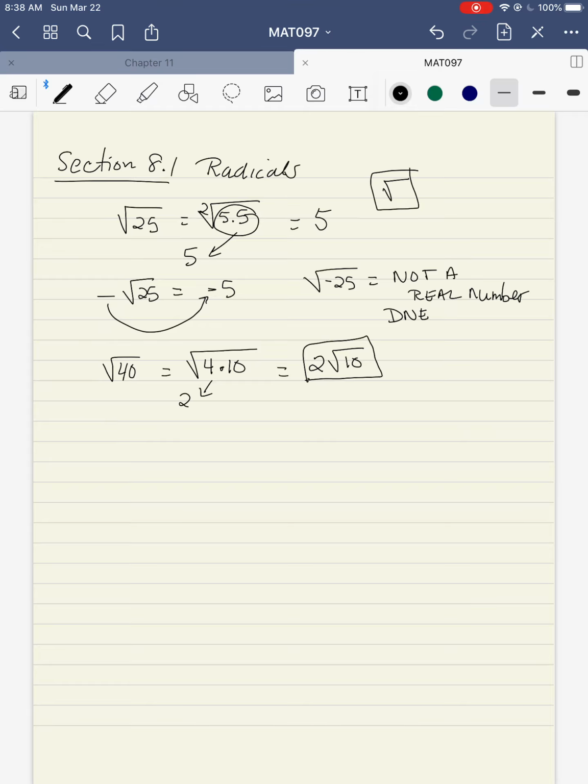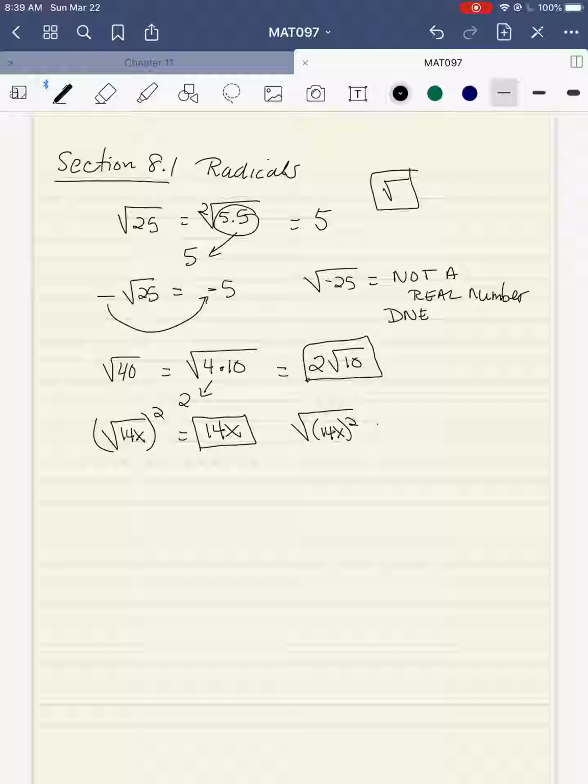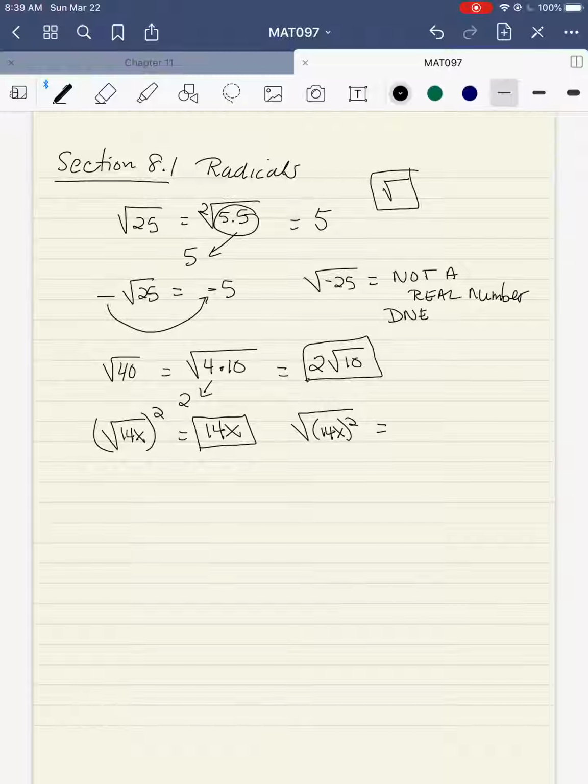If you have a square root of something squared, the square root of anything squared is what's inside. So the square root of 14x squared is 14x. You can also see this written this way with the squared inside, and that would still yield the same answer, 14x.